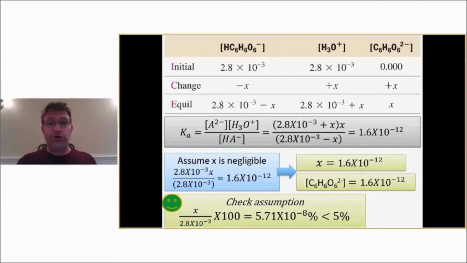So the general trend is, when we have a polyprotic acid, we first deal with one equilibrium, and then we use the answer from the first equilibrium to move to the second equilibrium.